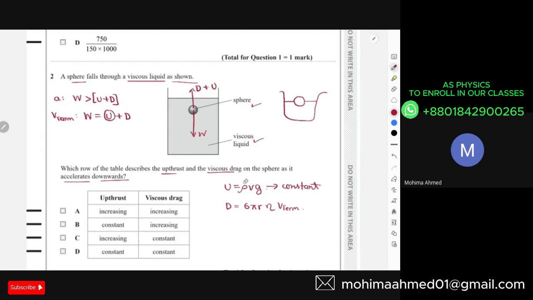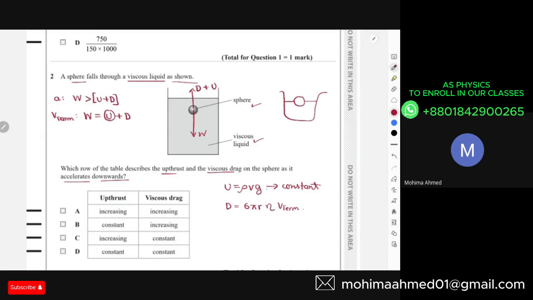So without any change in density, volume, and gravitational field strength, upthrust cannot change. So it doesn't matter if you're accelerating downward or accelerating upward. As long as your object is entirely submerged inside the water, your upthrust is constant.